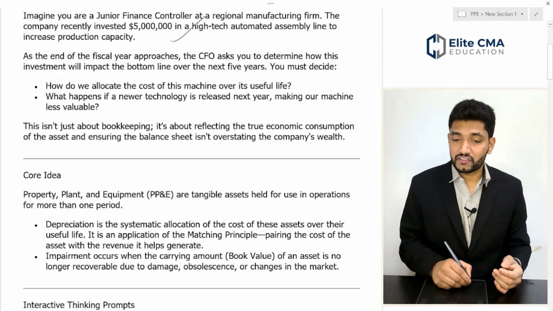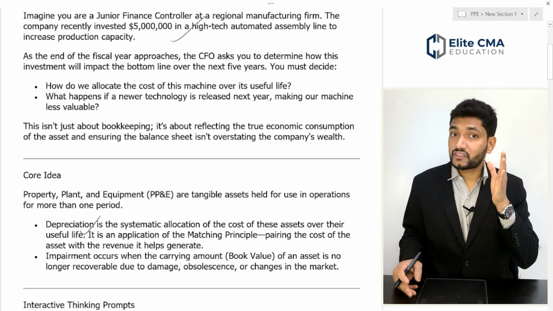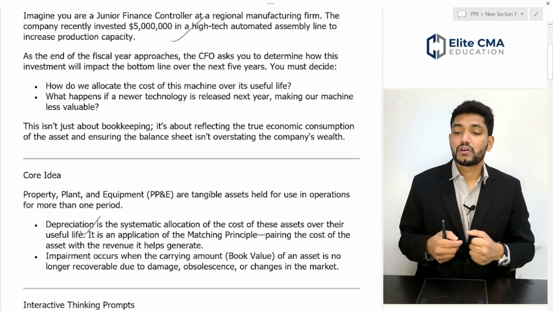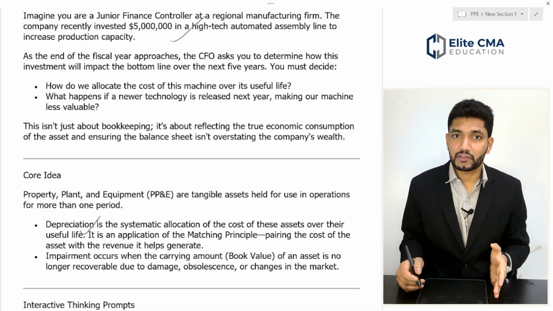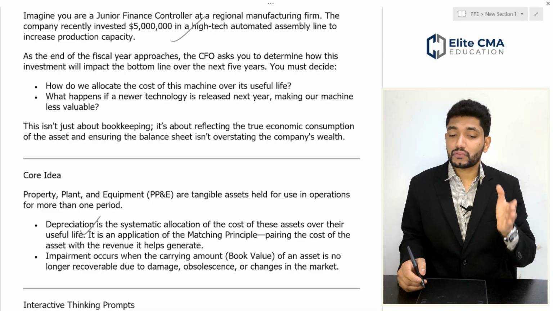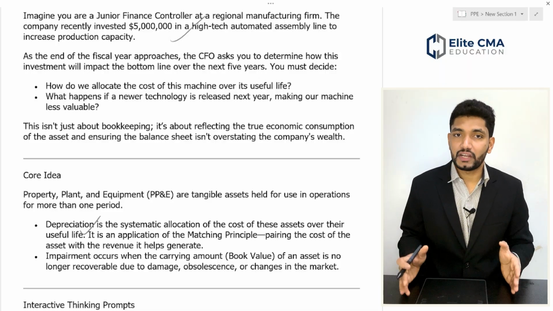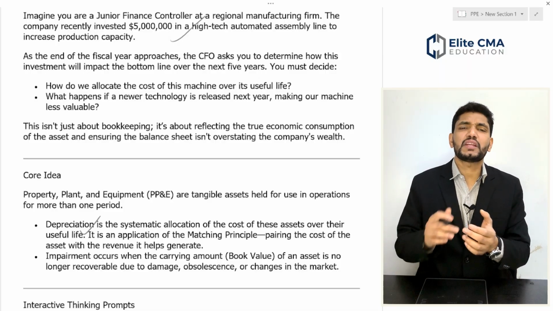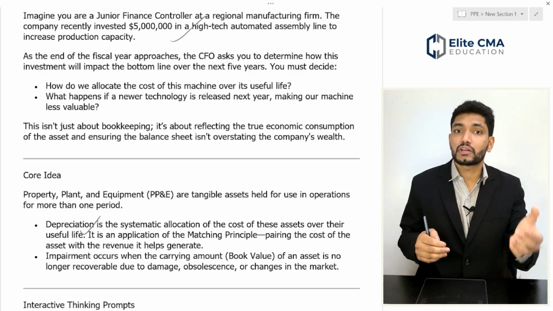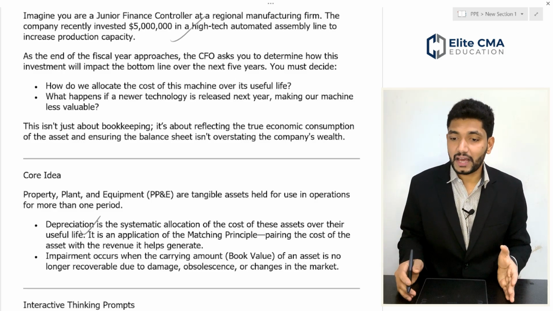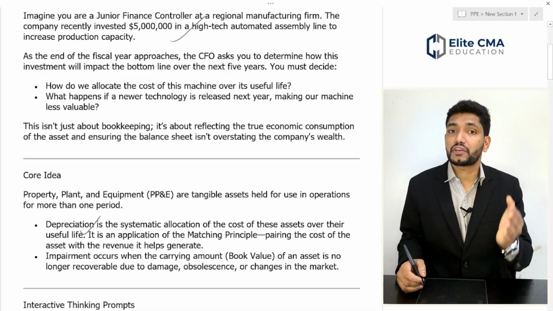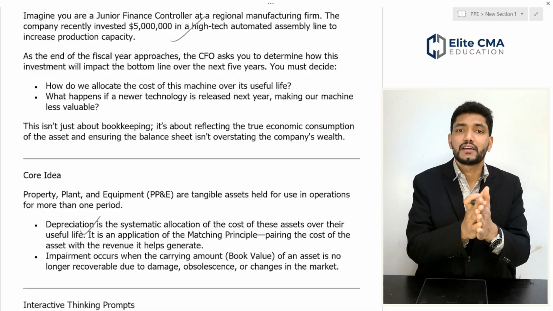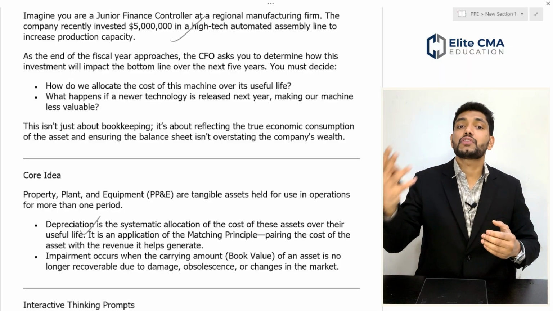Then let's come to depreciation. Depreciation is a systematic allocation of the cost of these assets over their useful life. It's an application of the matching principle, pairing the cost of the asset with the revenue it helped to generate. So depreciation is the distribution of the total machine cost throughout its life, and it's also the matching principle: the cost of the asset, or cost of the machine, has to be reflected in the same period where the revenue is reflected.